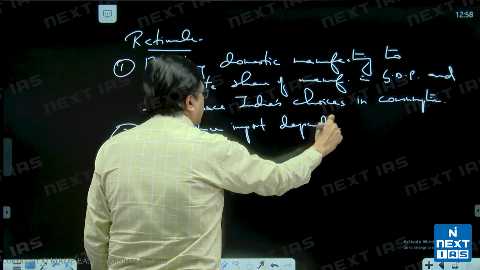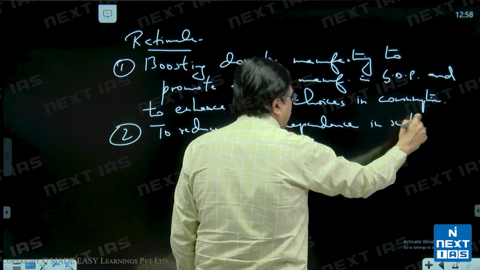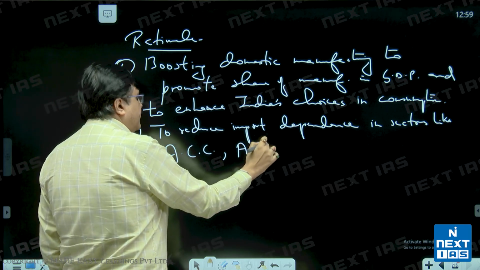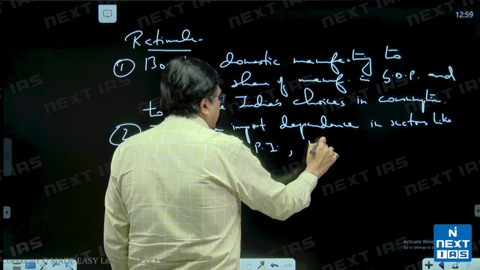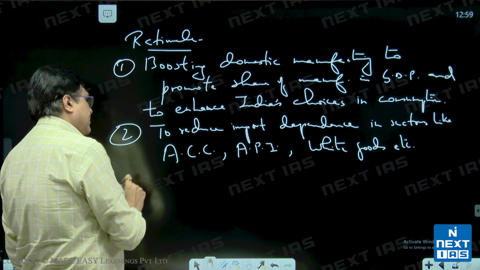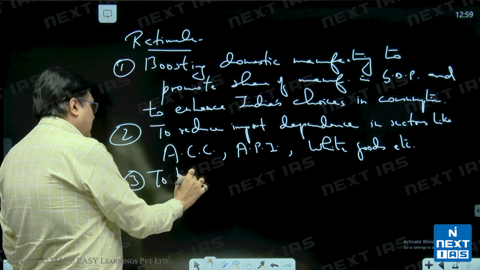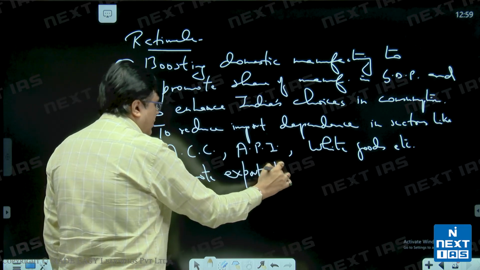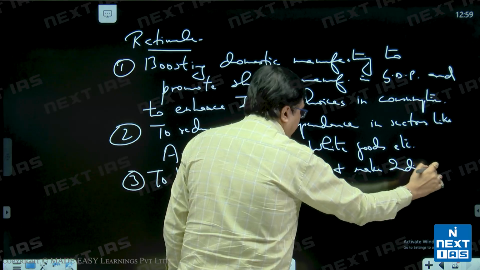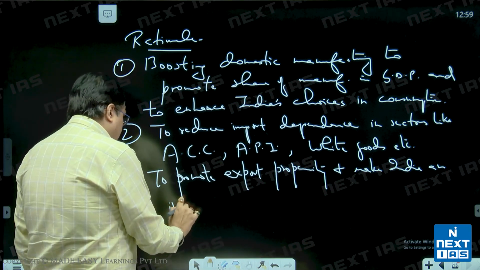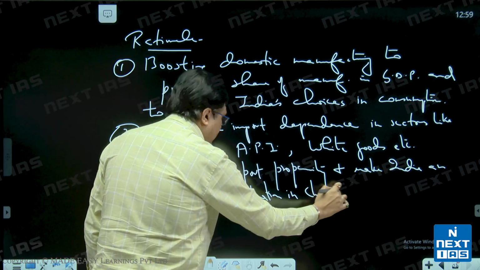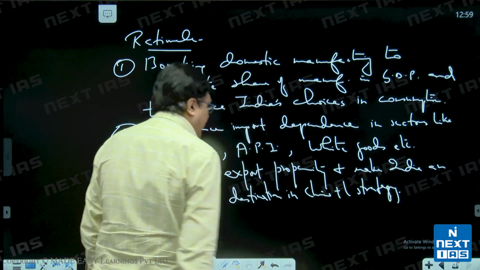Second, to reduce import dependence in sectors like active chemical cells, active pharmaceutical ingredients, white goods, etc. Third, to promote export propensity and make India an investment destination in China plus one strategy.